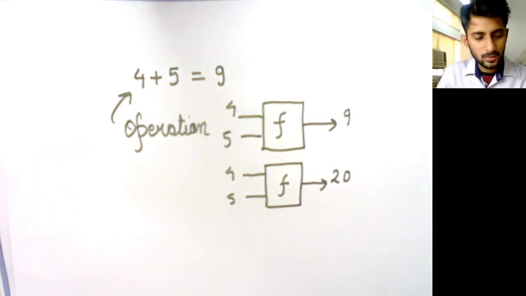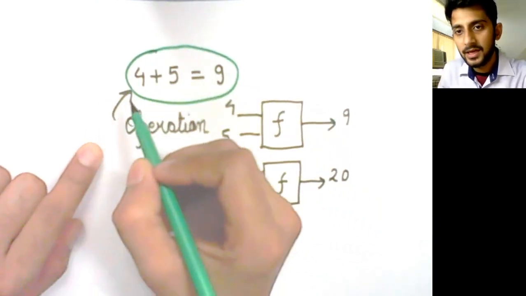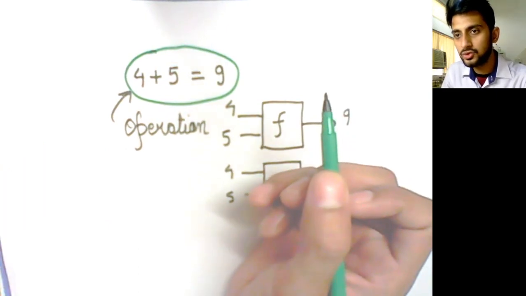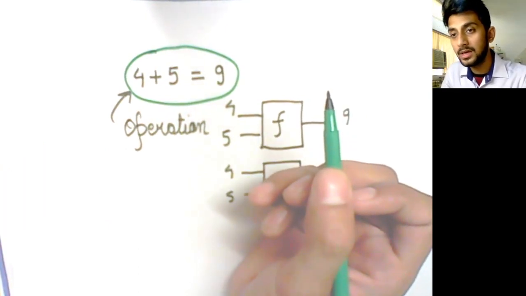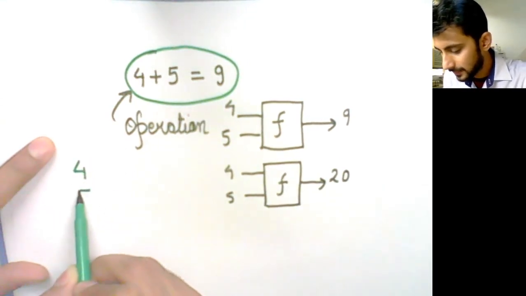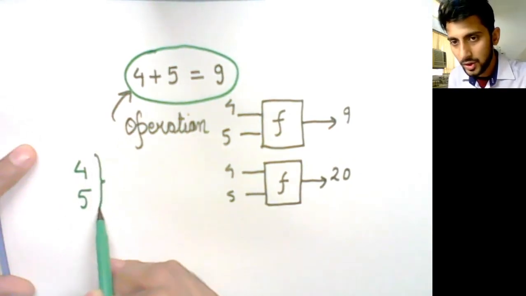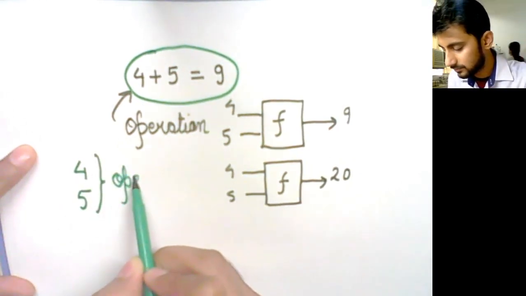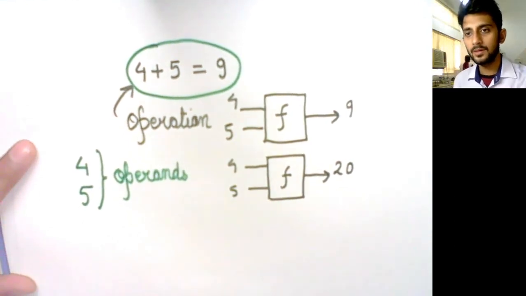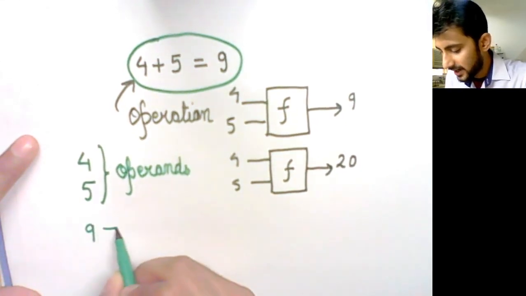So when I say that this is an operation, any operation has two parts, has two different meaningful inputs. One is 4 and 5. 4 and 5 are called operands. 9 is also an operand.